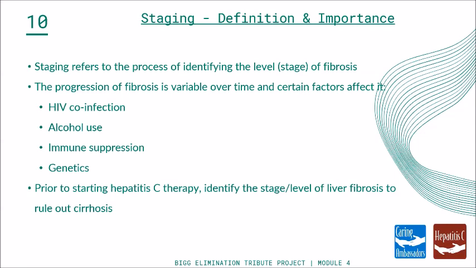There are some factors that we know will affect this. One of them is that those who are co-infected with HIV have a faster progression of fibrosis. Certainly people who are drinking alcohol at the same time when they have hepatitis C have a faster rate of progression. And then other things like if they're on immune suppression or even genetics, both of the virus itself and of the person, can affect this. This is really important to stage patients. So why does it matter?